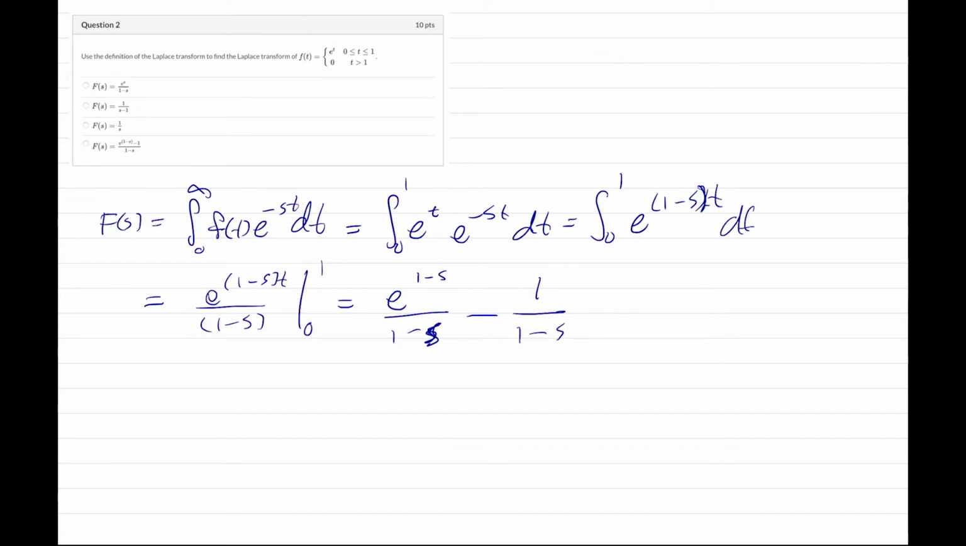Right? And this is e to the 1 minus s minus 1, over 1 minus s. And that looks like it's this. All right, there we go.